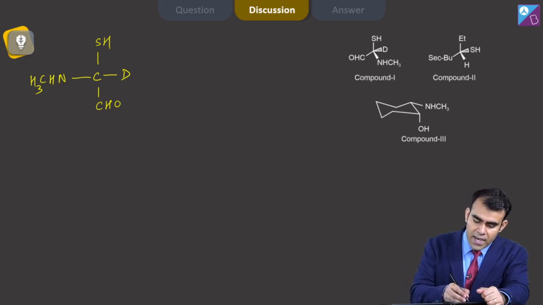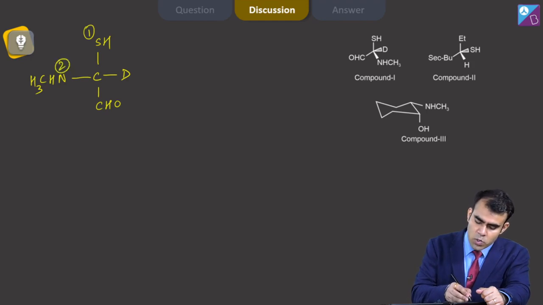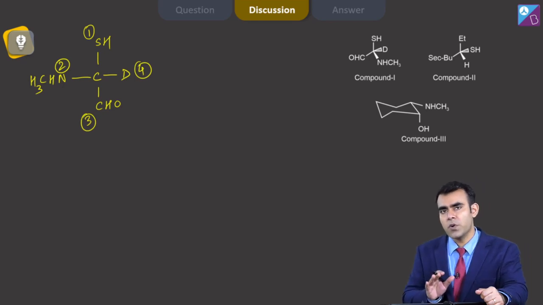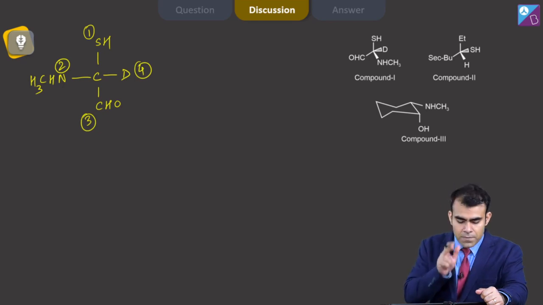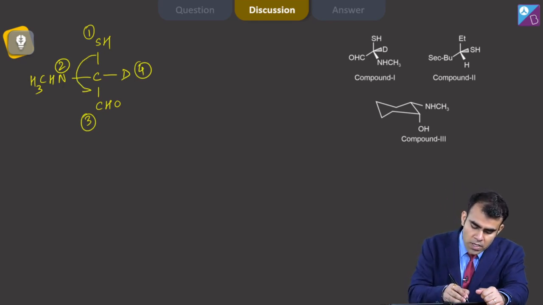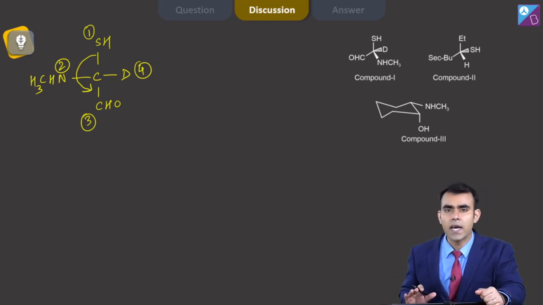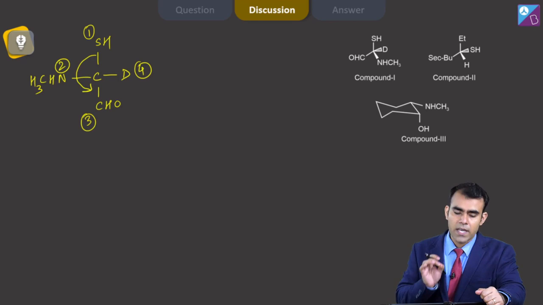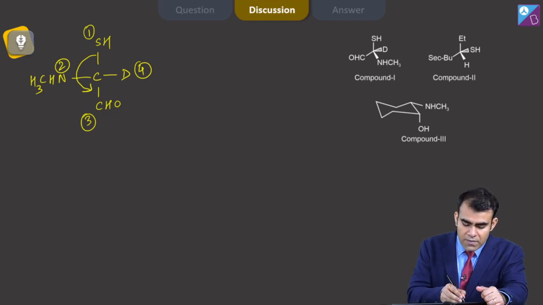So sulfur is having higher atomic number, this is 1. Then among carbon and nitrogen, which is having higher atomic number, nitrogen, so this is 2, then 3, and finally this is 4. Now first we will hide the 4th and move from 1 to 2 to 3. So 1 to 2 to 3, and you can see we are moving in anti-clockwise direction. And if I am moving in anti-clockwise direction, it means the configuration here should be S. But as my lowest priority group is on the horizontal line, I will give it R.